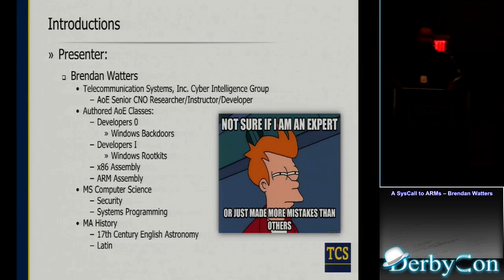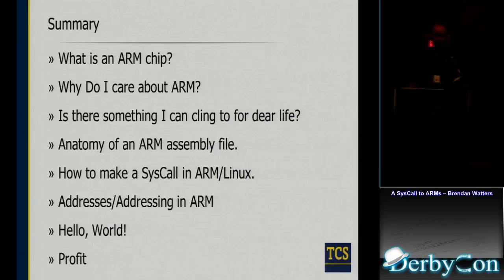So, none of you probably care. I have an MS in computer science, systems programming and security, and I also have a degree in the history of science, 17th century astronomy with a specialty in Latin. So clearly I can't decide what I want to do with my life.